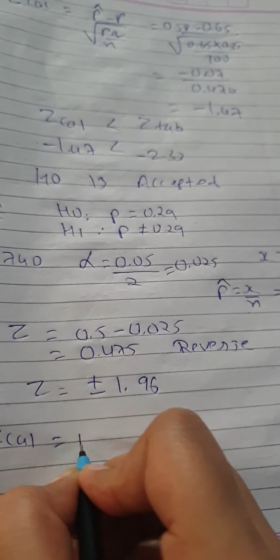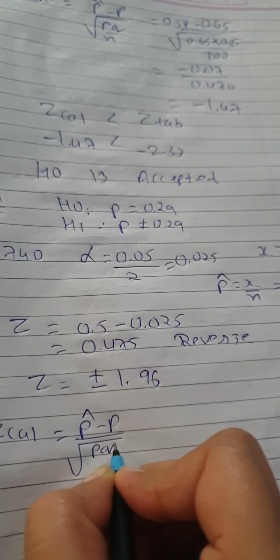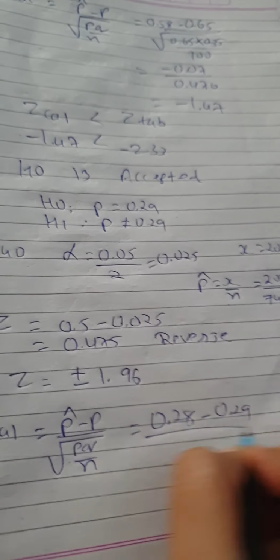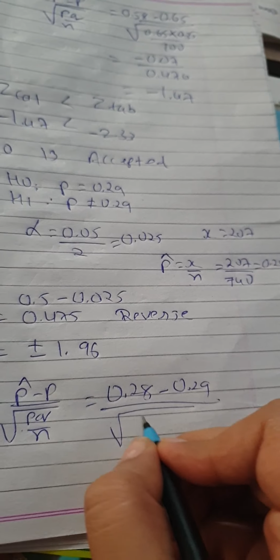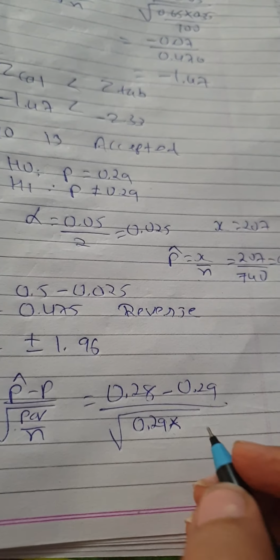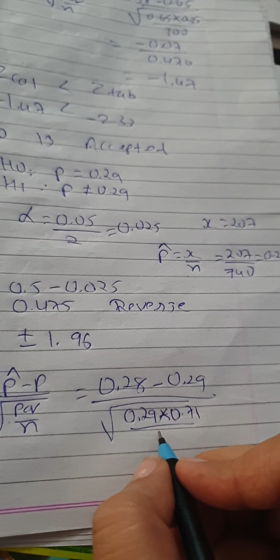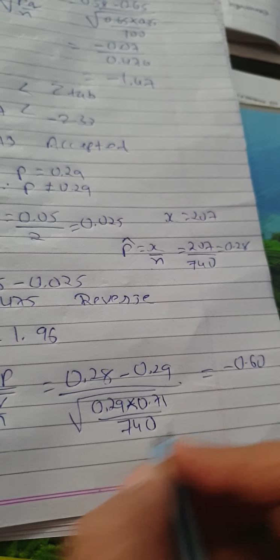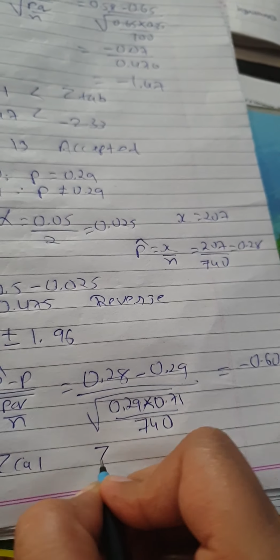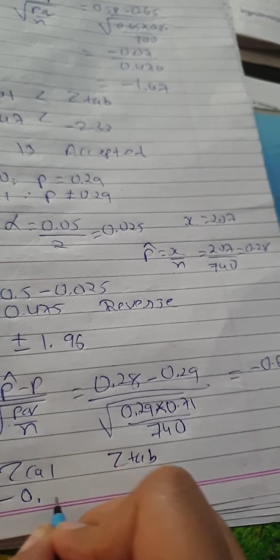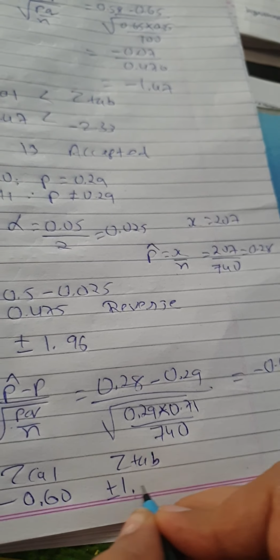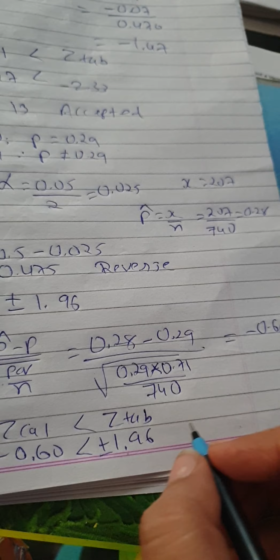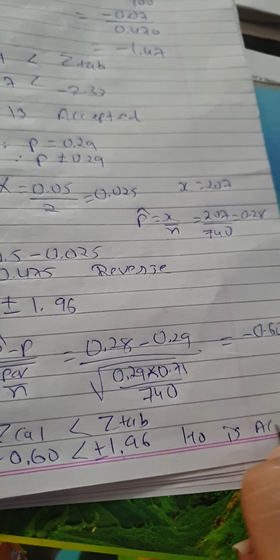Now the calculated value will be p cap minus p upon under root p into q upon n. Your p cap is 0.28 minus 0.29 upon under root 0.29 into 0.71 upon 740. So the answer will be minus 0.60. So z calculated and z tabular: calculated value minus 0.60, table value plus or minus 1.96. So the table value is more, so H0 is accepted.